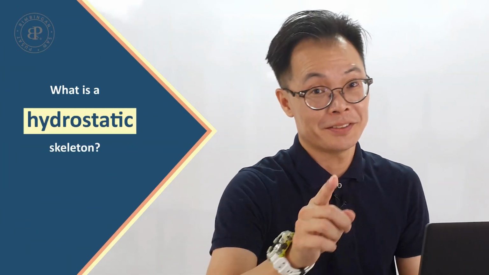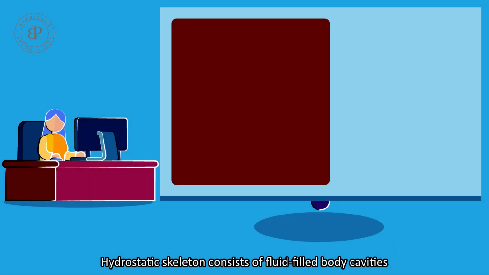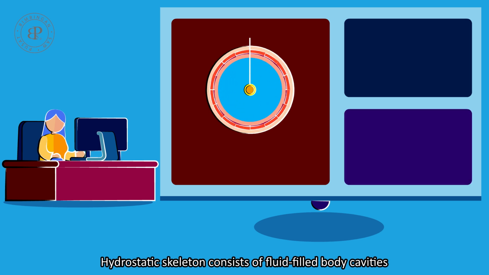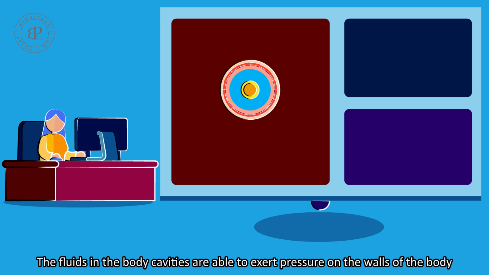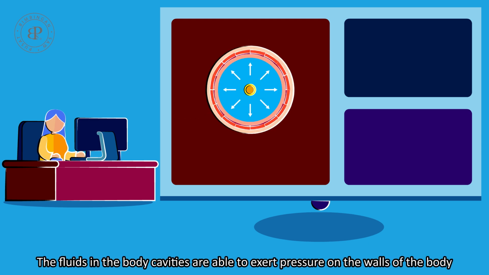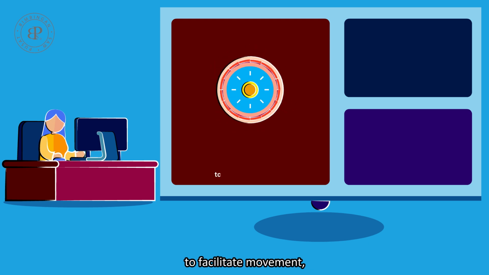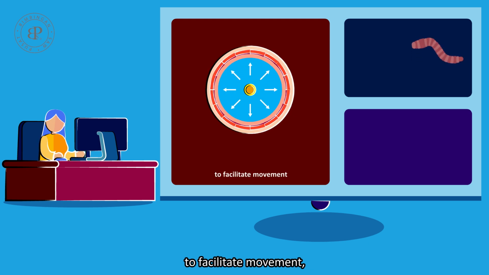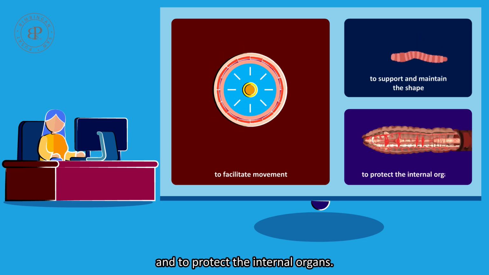Do you know what is a hydrostatic skeleton? Now, let's find out. Hydrostatic skeleton consists of fluid-filled body cavities surrounded by the muscular walls. The fluids in the body cavities are able to exert pressure on the walls of the body to facilitate movement, to support and maintain the shape, and to protect the internal organs.